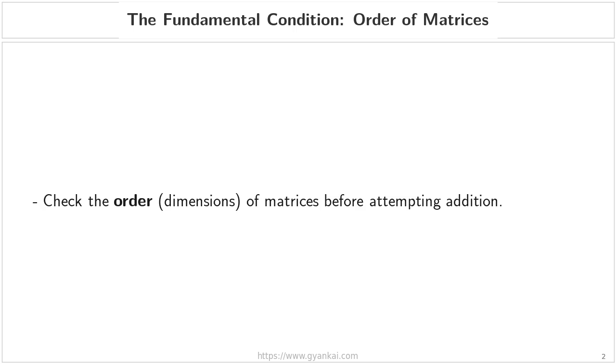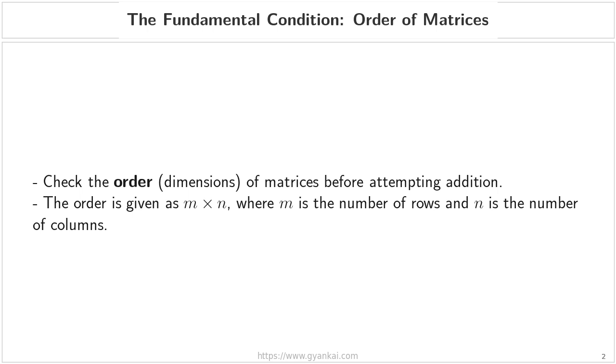The fundamental condition, order of matrices. Now that we have an introduction to what matrix addition is, we must discuss a critical prerequisite before we perform any calculations. First, you must always check the order, or the dimensions, of your matrices before attempting any addition. In mathematics, the order of a matrix is expressed as m by n, where m represents the total number of rows and n represents the total number of columns.